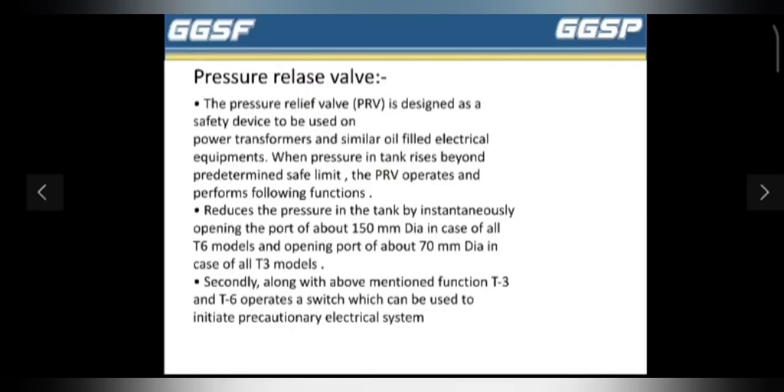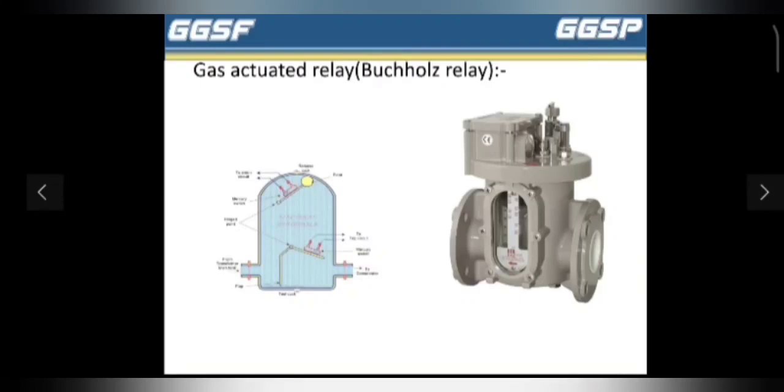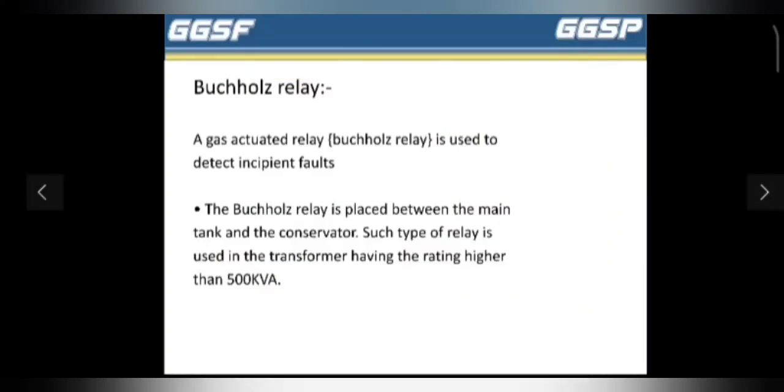Secondly, along with the above mentioned functions, T3 and T6 operate as a switch which can be used to initiate precautionary electrical systems. Gas actuated relay or Buchholz relay. Gas actuated relay is used to detect incipient faults. The Buchholz relay is placed between the main tank and the conservator. Such type of relay is used in transformers having higher rating than 500 kVA.